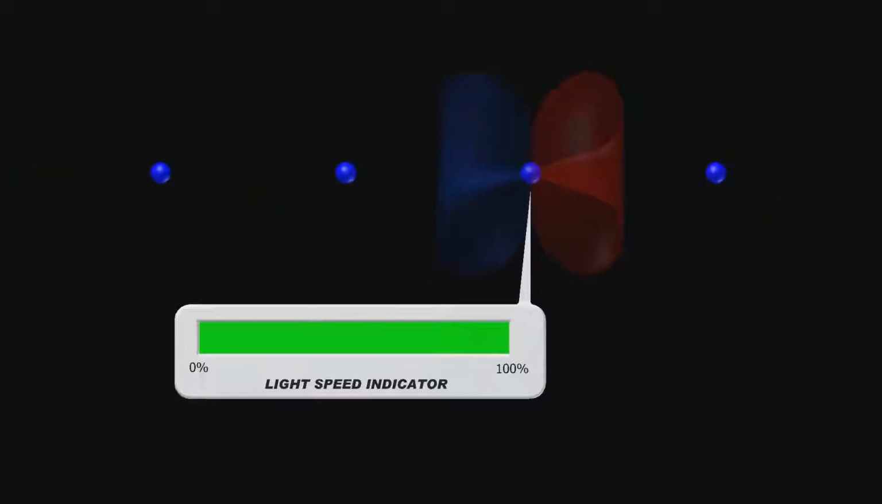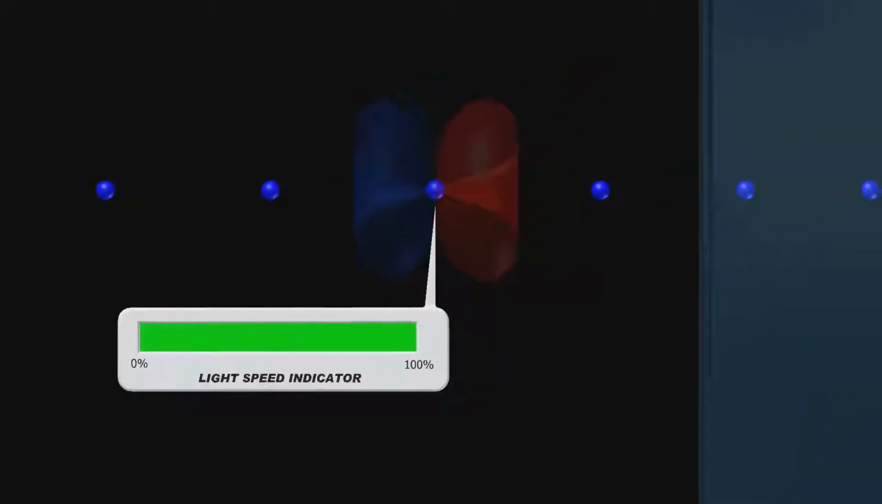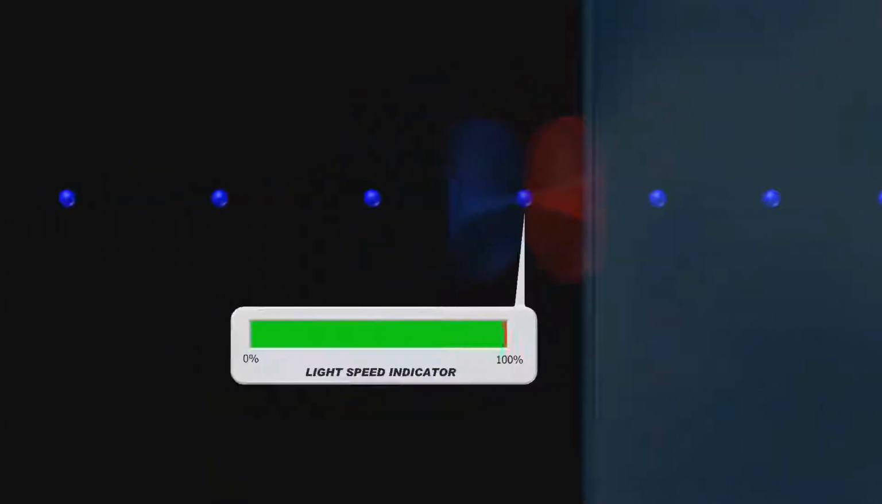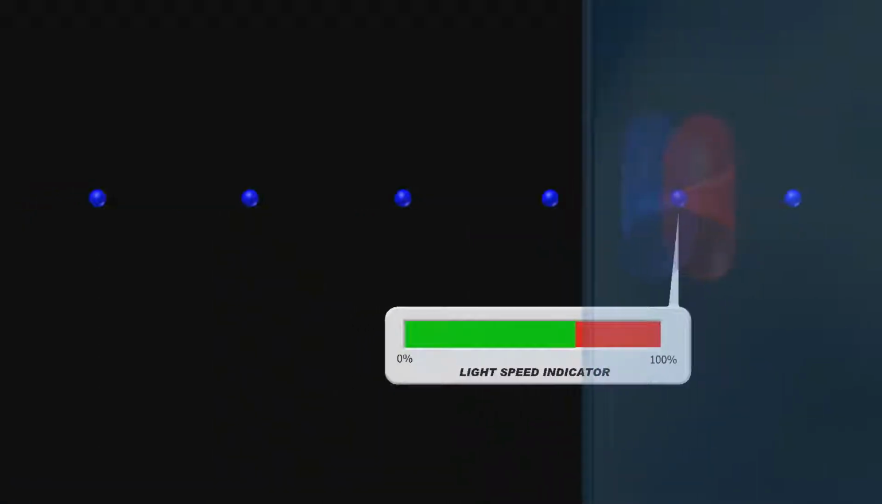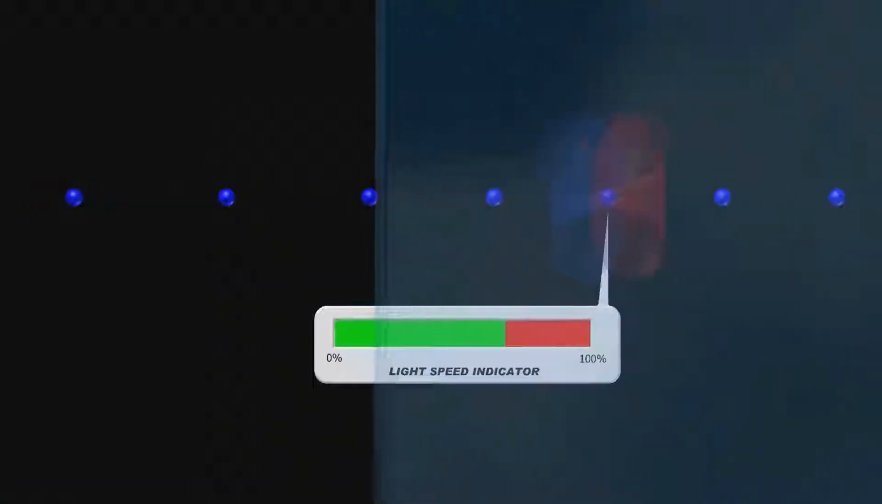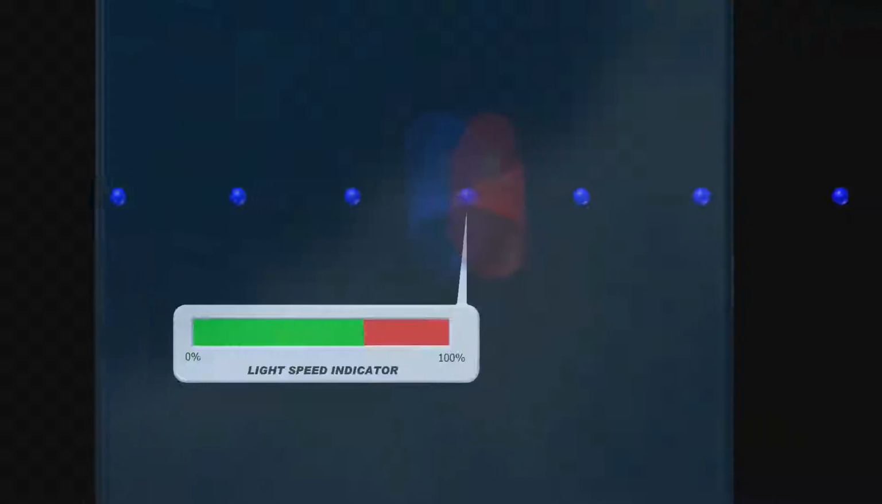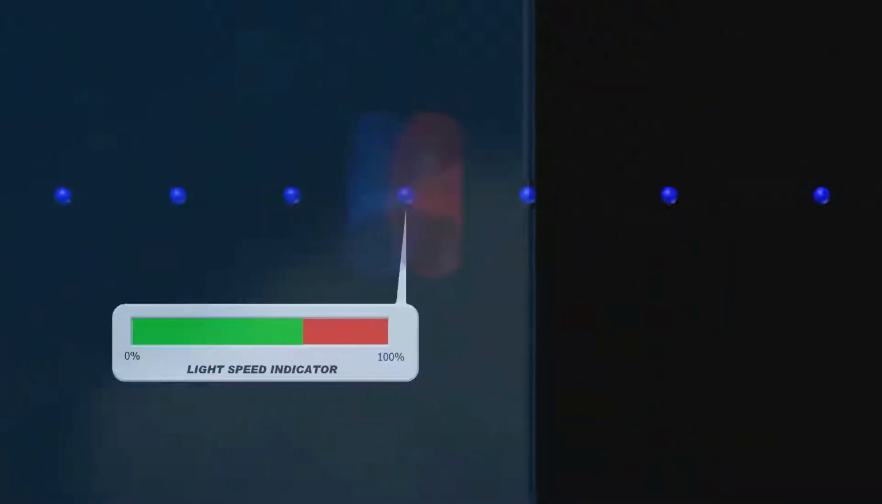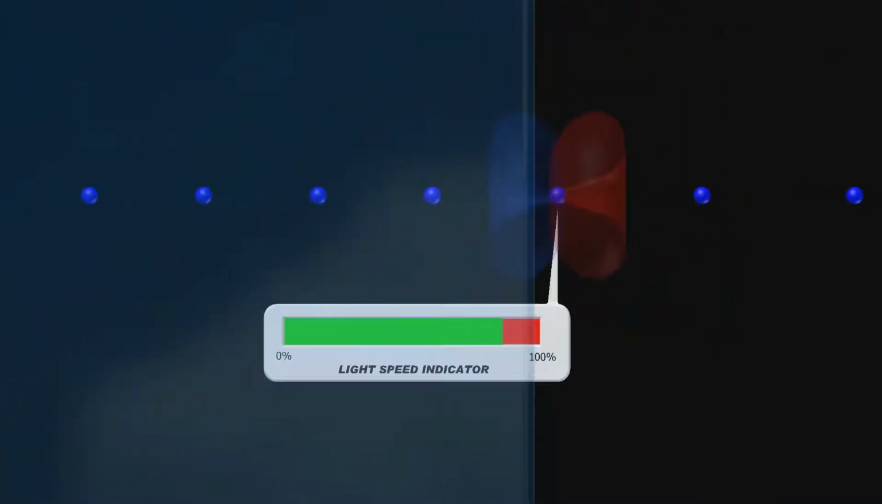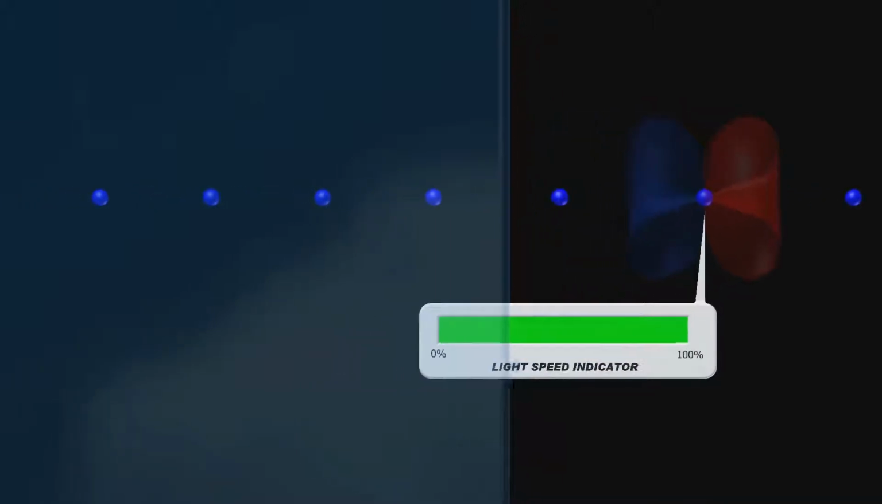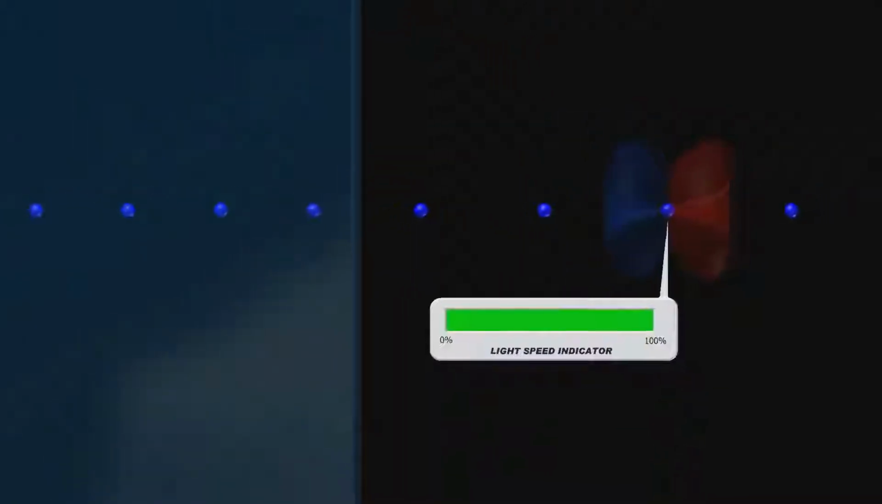Let's attach a light speed indicator to one of the photons to keep track of its speed. Watch as the photon decelerates as it enters the glass. Then the photon accelerates back to full light speed as it exits the glass, and the other photons in the row also accelerate back to full light speed upon exiting the glass and re-establish their normal spacing.